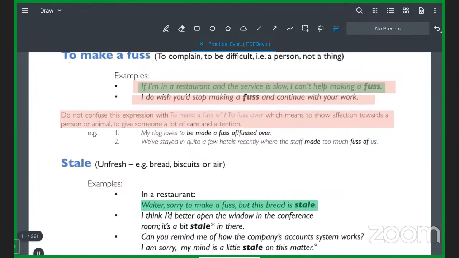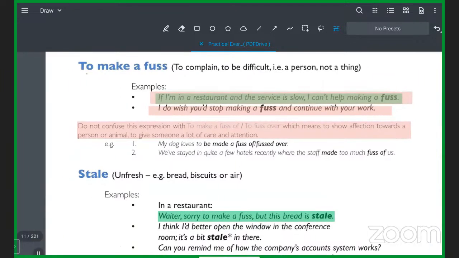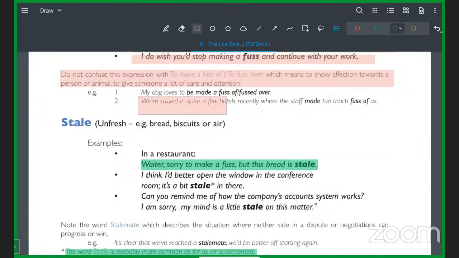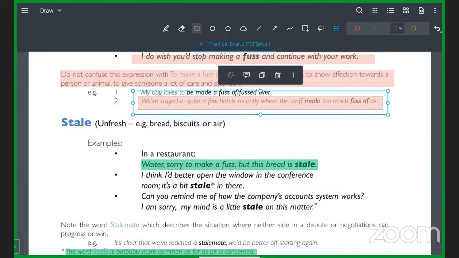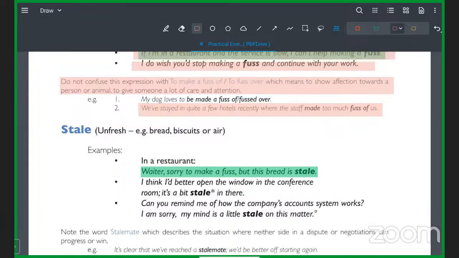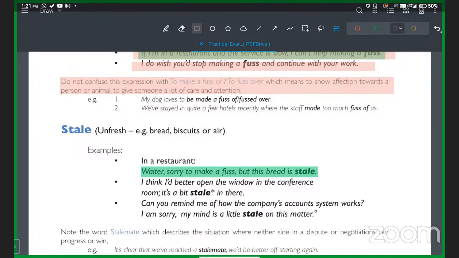Okay, ma'am. Thank you, ma'am. I have understood that. And this last one: we have stayed in quite a few hostels recently, where staff made too much fuss of us. Does it mean they stop complaining to us, or show too much affection to us? They showed too much care and attention is what it means. So the staff were very friendly and took good care of us. The staff was very caring and friendly, and they were attentive to your needs. That's what it means.